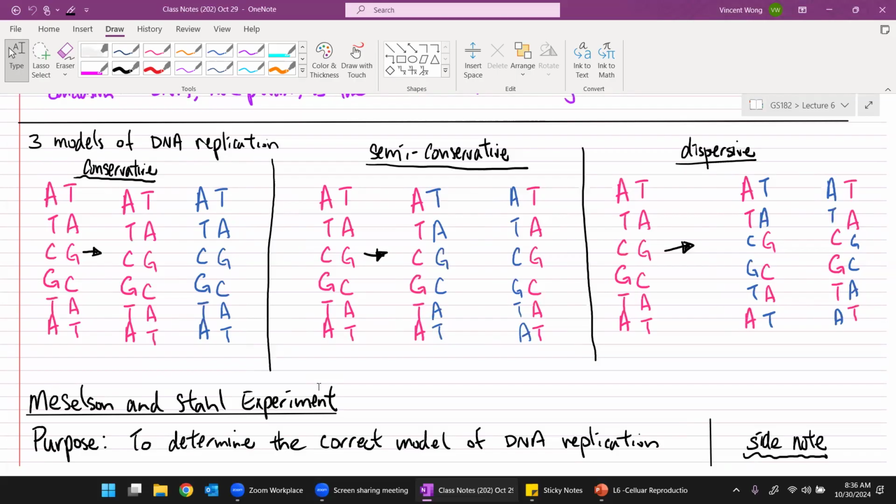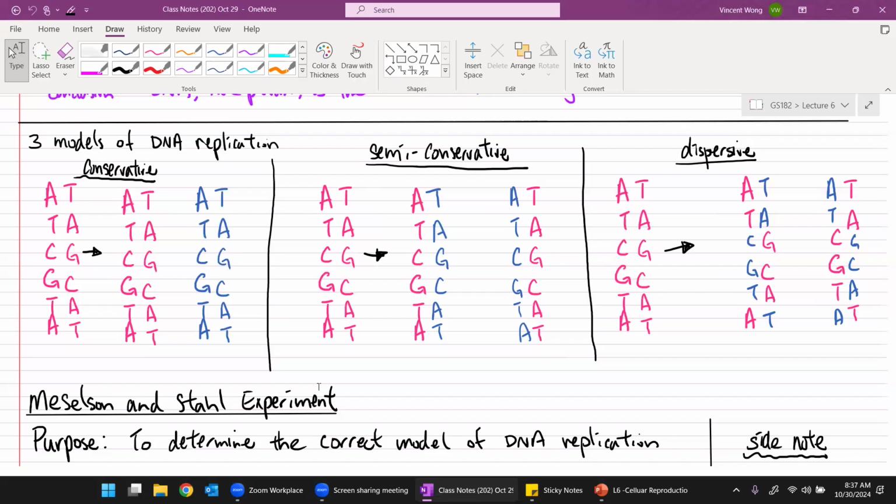Okay. So basically, when we add the suffix ase, it makes it an enzyme, right? Like helicase ends with ase, gyrase ends with ase. This is DNA polymerase. It's an enzyme that builds DNA polymer. And dispersive looks like this, right? You just take bits and pieces of the original randomly from each side, and then you fill in. So of course, as I keep on telling you, dispersive and conservative models are not correct. Only semi-conservative.